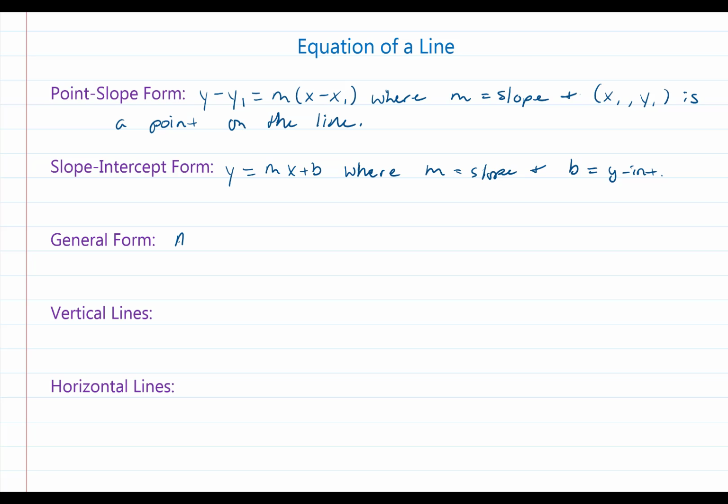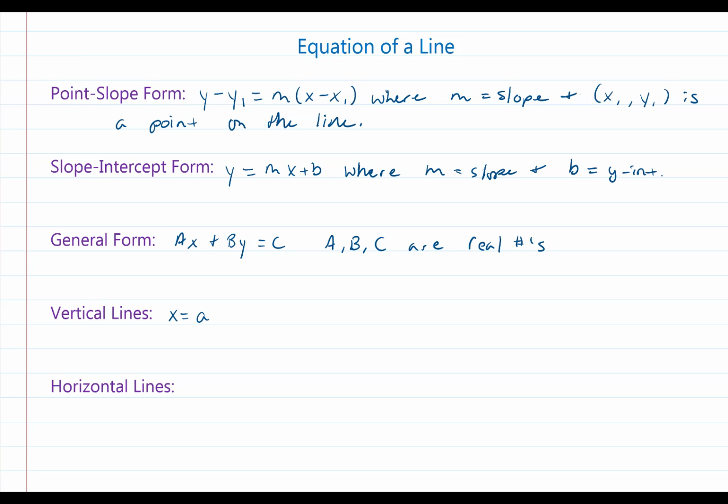General form is capital AX plus capital BY is equal to capital C, where A, B, and C are real numbers, except A and B are both not allowed to be zero at the same time. Vertical lines take on the form x equals a constant.